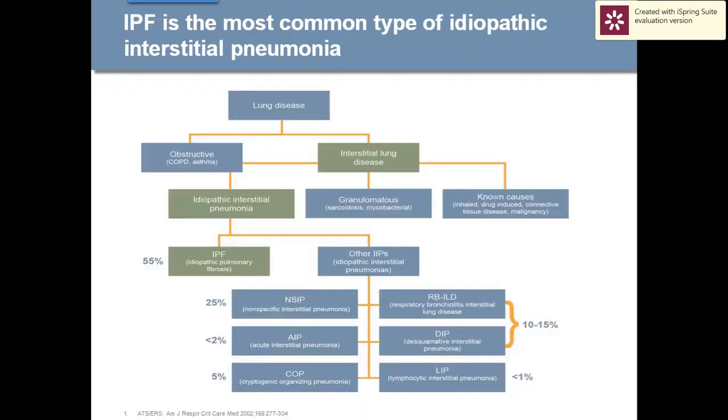Clinical feature. طبعا idiopathic interstitial pneumonia تقريبا including IPF حوالي 55% IPF والبقية other idiopathic interstitial pneumonia. IPF 55% while others could be non-specific interstitial pneumonia, acute interstitial pneumonia, cryptogenic organizing pneumonia, respiratory bronchiolitis interstitial lung disease which is most common in a smoker patient, desquamative interstitial pneumonia which is most common in smoker, and lymphocytic interstitial pneumonia which is most common in Sjögren syndrome.